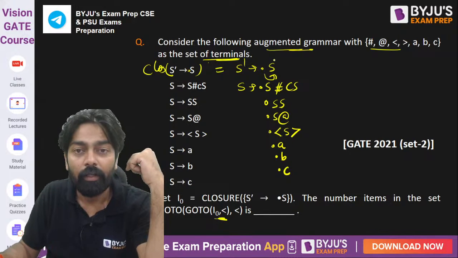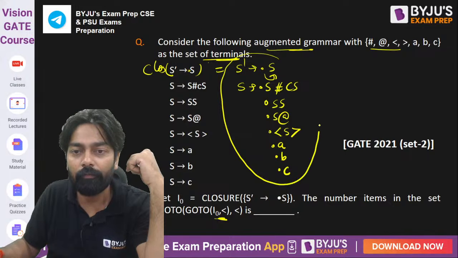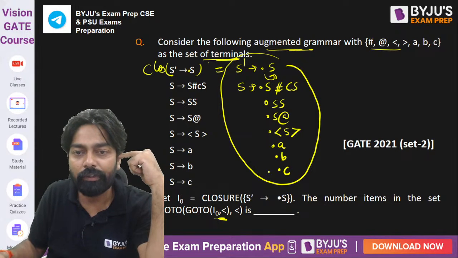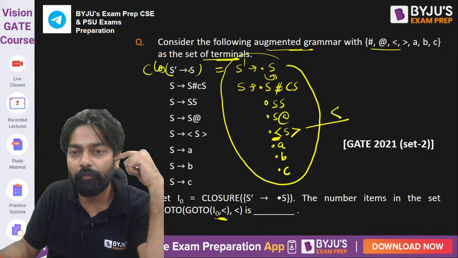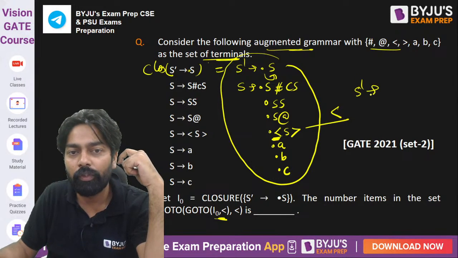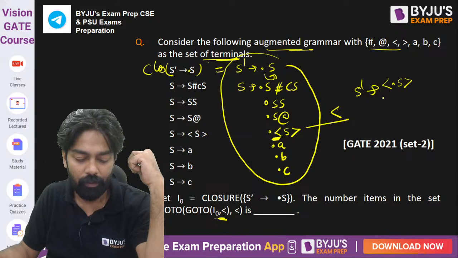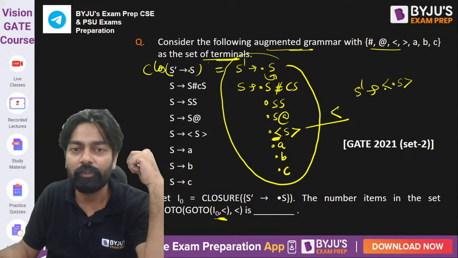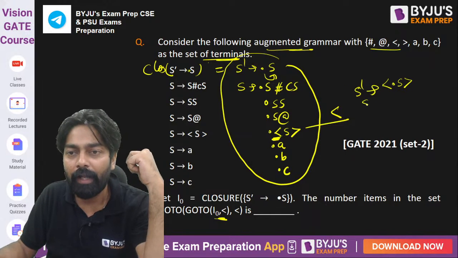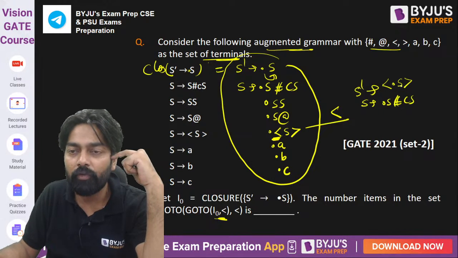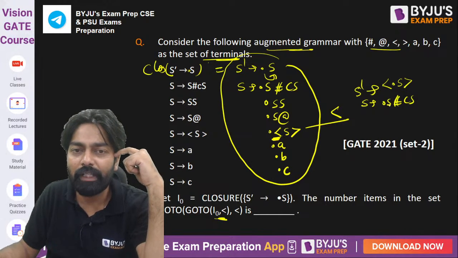Now my dear friend, they are asking about I0, see here, what is the input? This one. So what will I write? Okay, I am writing here. S dash goes to, it is nothing but, see here, the dot will be shifted: dot S closing bracket. After the dot, what is there? A variable is there. So if it is a variable, then add the production. I will add the production S goes to dot S hash CS. Due to this S, I am adding all. Obviously this S also here.